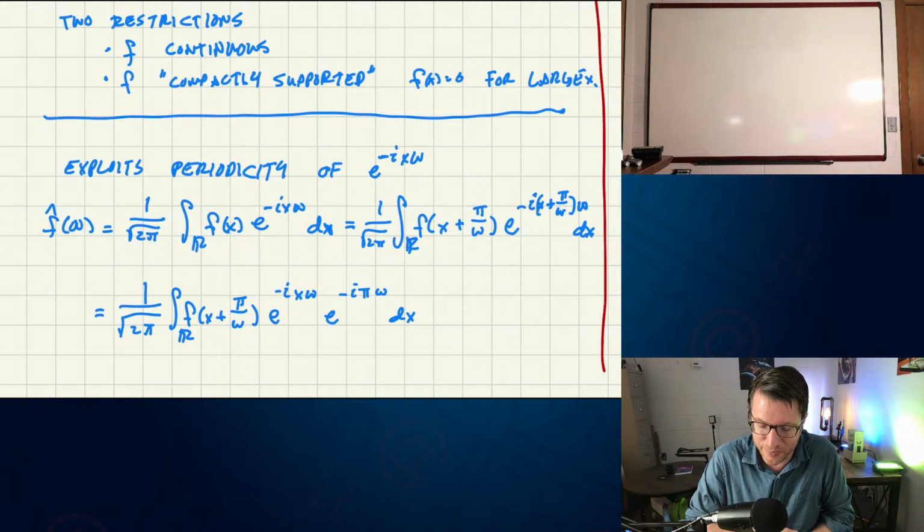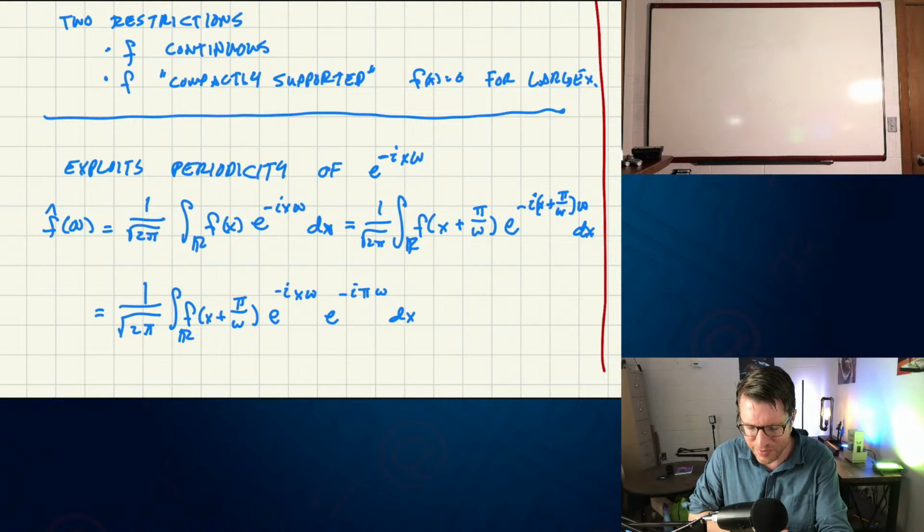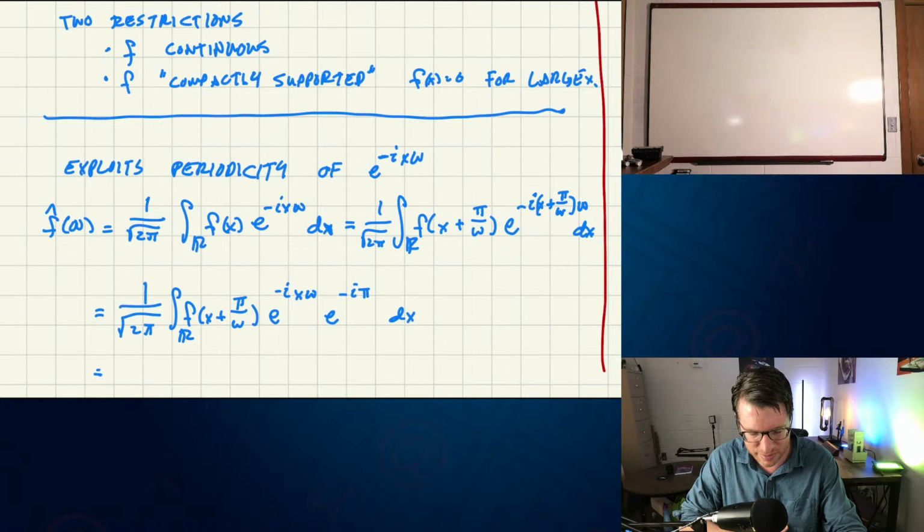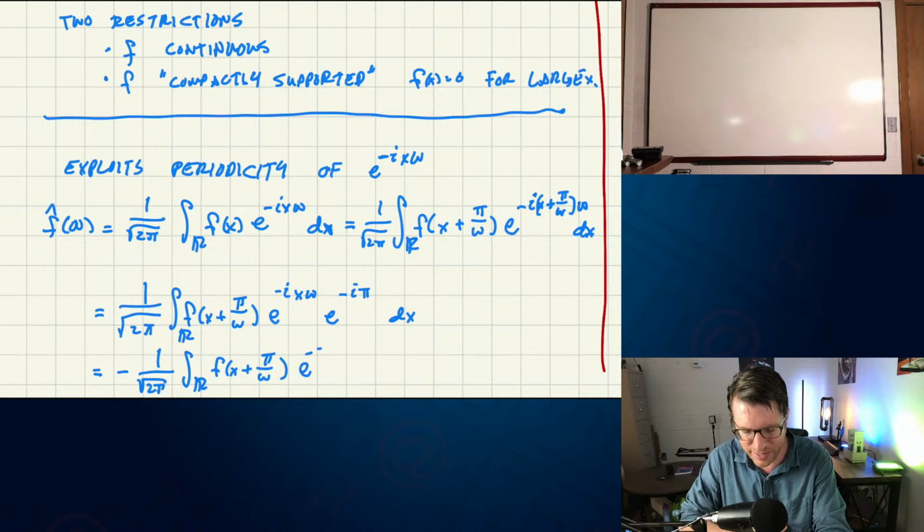And so I can actually take it out. And in fact, I don't even have omega in here. Omega canceled, because the whole point of this was to put omega on the bottom, so it cancels that one there. So now I have e to the minus i pi, which is equal to -1, and so I can go ahead and take that out. And so I have minus 1 over square root of 2 pi times the integral over R of f of x plus pi over omega times e to the minus i x omega dx.